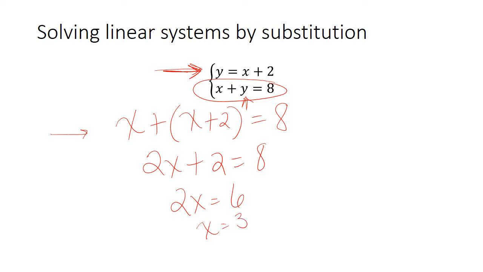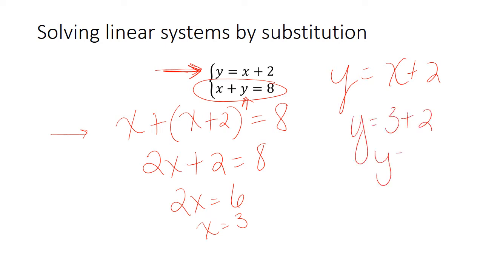Now I need to find my y, so I'm going to substitute back into my original problem. So if y is equal to x plus 2 and x is 3, then y is equal to 3 plus 2, or y is equal to 5. So the solution for this linear system would be at the point (3, 5). When you write these, you need to write your x and your y values together as a point, because that's what we are solving for, what x and y are together in the equation to be a solution for this system.